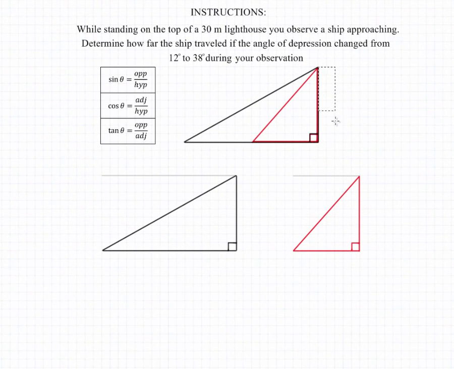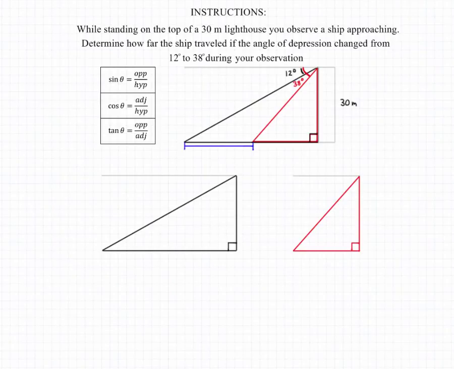In order to answer this question, we need to recognize that we're going to have to deal with two separate right triangles. One right triangle deals with the angle of depression of 12 degrees from the initial observation that we make of the position of the ship, and one right triangle deals with the angle of depression of 38 degrees. Once we have those two right triangles and we know their measurements, we can subtract the bases to figure out what the distance was that the ship actually moved during the time of our observation.